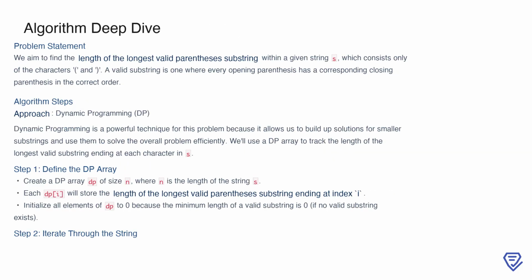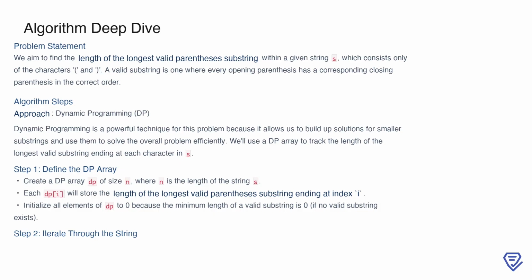To solve the problem of finding the length of the longest valid parentheses substring, we begin by understanding what constitutes a valid substring. For parentheses, this means every opening parenthesis must have a corresponding closing parenthesis in the correct order. To tackle this efficiently, we use a dynamic programming approach.